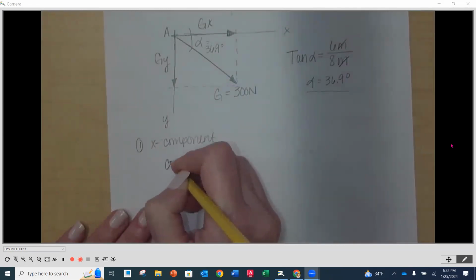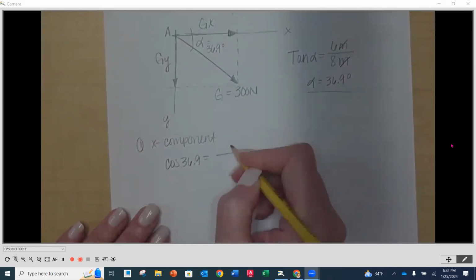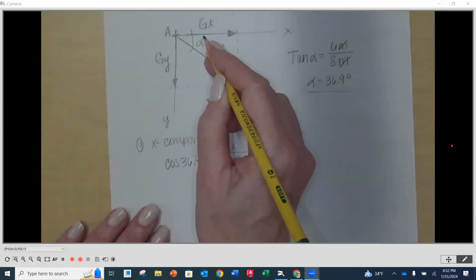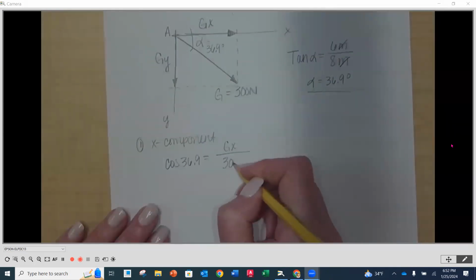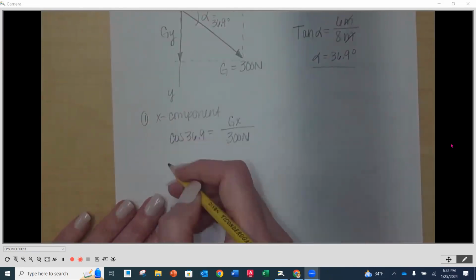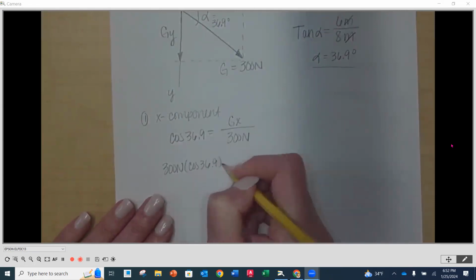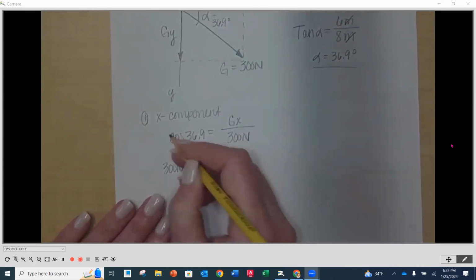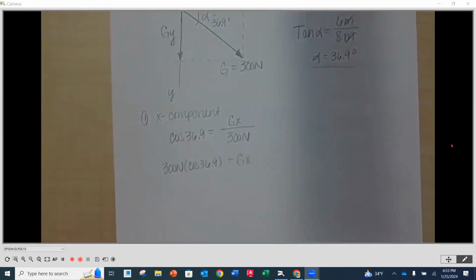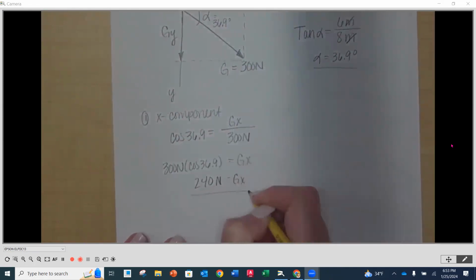So we're going to say cosine of 36.9 is going to be equal to our side adjacent, which goes on top, Gx, right? Side adjacent to that angle over the hypotenuse, which is 300 newtons. So we're going to multiply that up: 300 newtons times cosine of 36.9 is equal to Gx. That should come out to be 240 newtons is equal to Gx. Is that right? Do you guys get that?